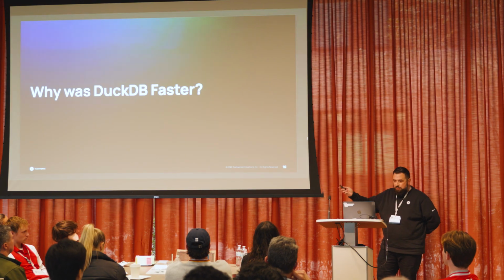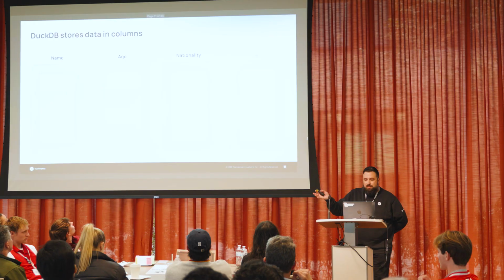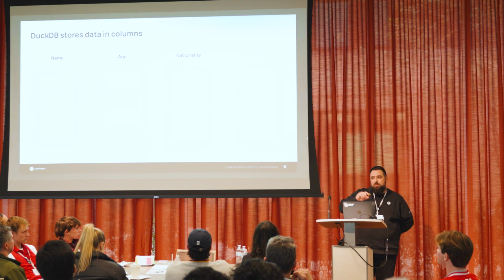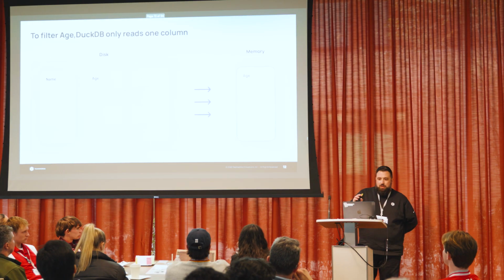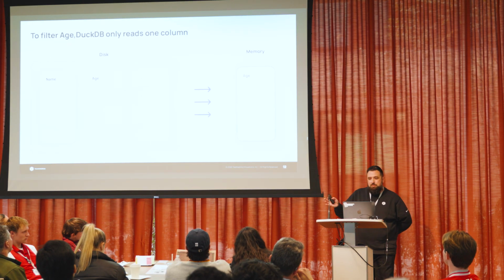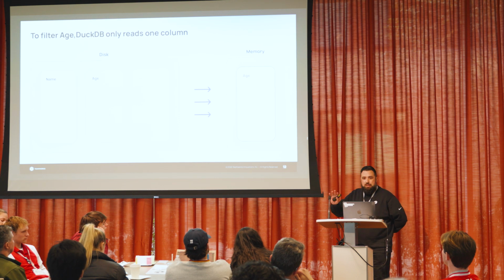So that's why it was slower, but why was DuckDB faster? DuckDB takes the opposite approach. So it views tables as a collection of columns. So when we wanted to filter on age, for example, all it's got to do is read the one column. It doesn't have to read all the other data that it doesn't care about.